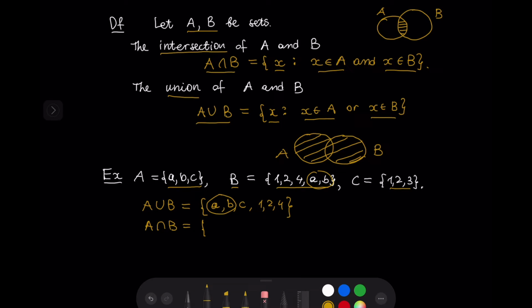A intersection B is the elements that A and B have in common. So those would be elements a, b. And let us notice that if we look at A intersection C, the set A and the set C have nothing in common. So A intersection C is an empty set. In this case, we say that the sets A and C are disjoint.